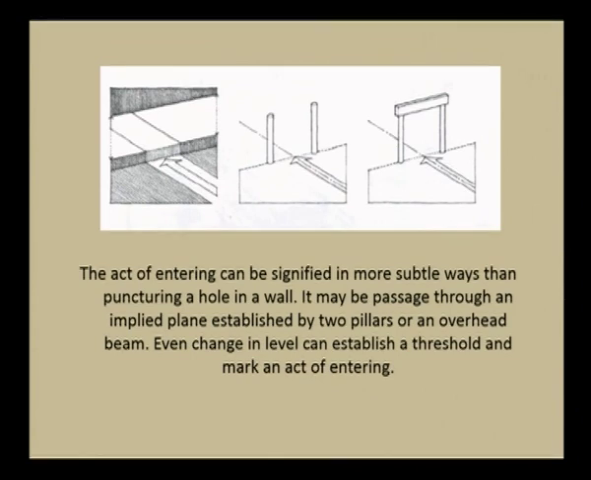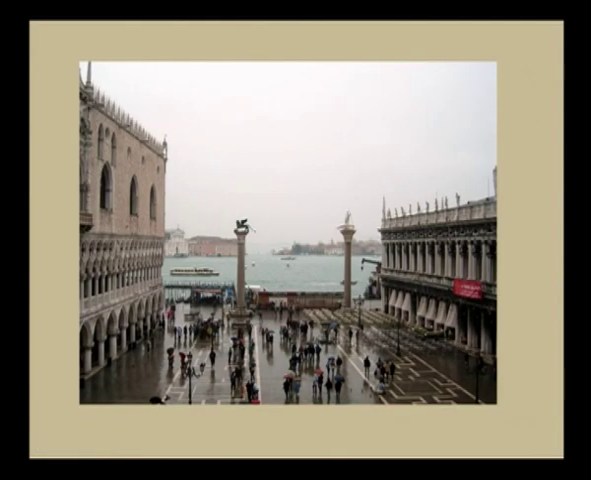The act of entering can be signified in more subtle ways than puncturing a hole in the wall. It may be a passage through an implied plane established by two pillars like what is shown here, or an overhead beam like what is shown here. Even a simple change in level can establish a threshold and mark an act of entering like what is shown here. Here we have an example of entrance from Venice. The entrance signifying a transition from the waters to the land, from the sea to the Piazza San Marco.